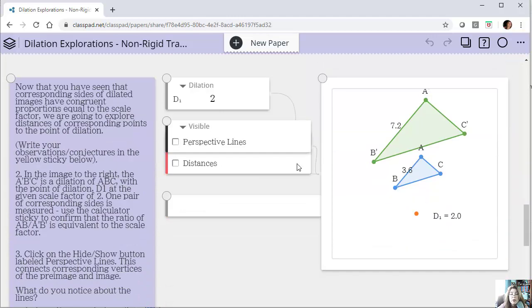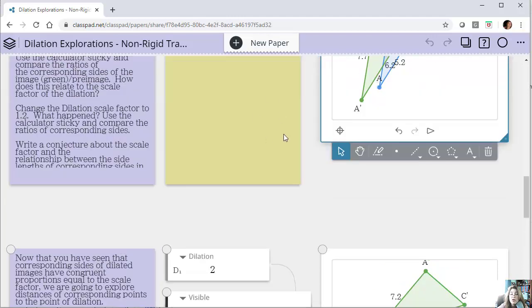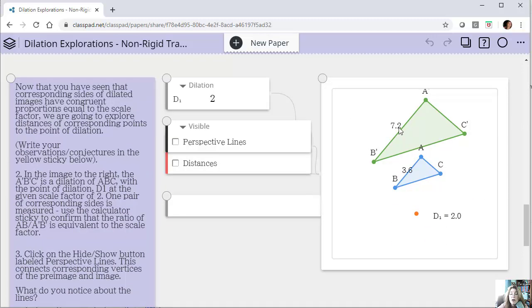So then the last piece of this activity is still working with the corresponding sides, but also what's the relationship between these vertices and this point of dilation? Where is there a relationship there as well? So again, we're assuming after these first two explorations, they have come to the conclusion that angles remain congruent in both images, that sides are related proportionally. All the sides have the same ratio that is equivalent to the scale factor.